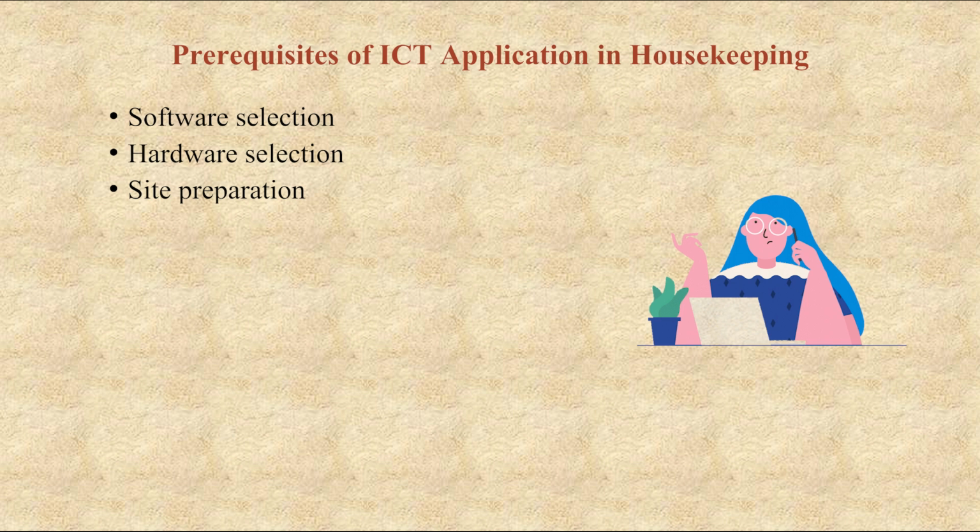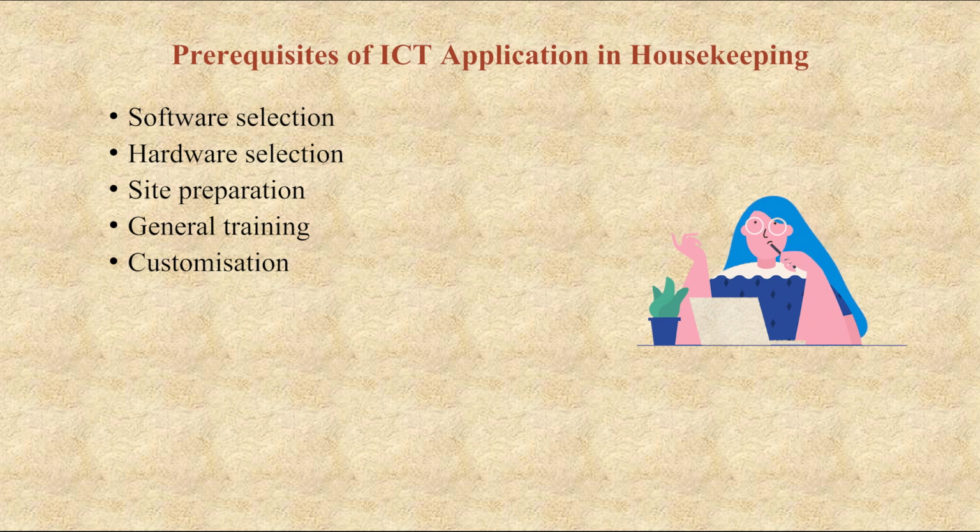Then hardware selection. What kind of hardware should we choose? Once we decide the software, we have to know which hardware that software runs under. That is the most important. And once hardware and software are selected, then we have to make the site preparation. Site preparation is an important part, because once we decide what software and hardware we are selecting, we need to know whether they are available at that particular site, whether the service providers are available or not, whether it is a remote area. All this has to be taken care of.